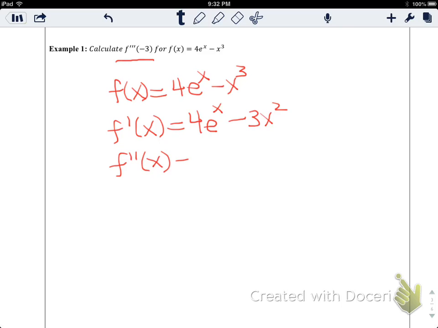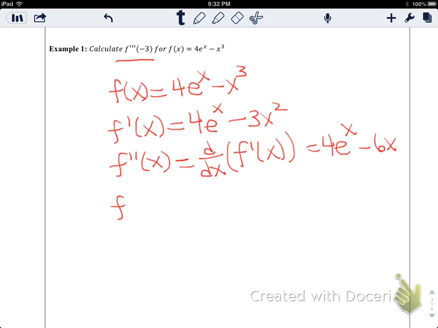Then f double prime. So that's the derivative with respect to x of f prime of x, which in this example, that 4e to the x is just going to stay there. That 3x squared will now become 6x, okay? And we need to take one more. The third derivative will just be the derivative of that. So again, we're going to be left with 4e to the x minus 6.